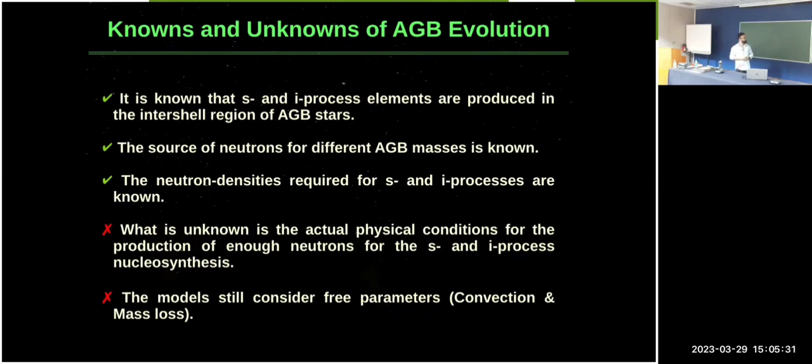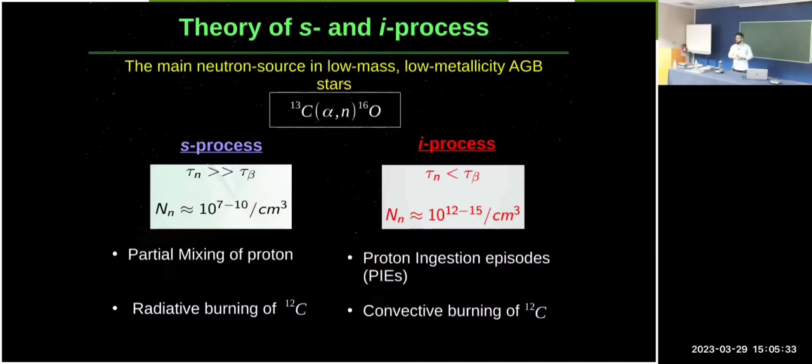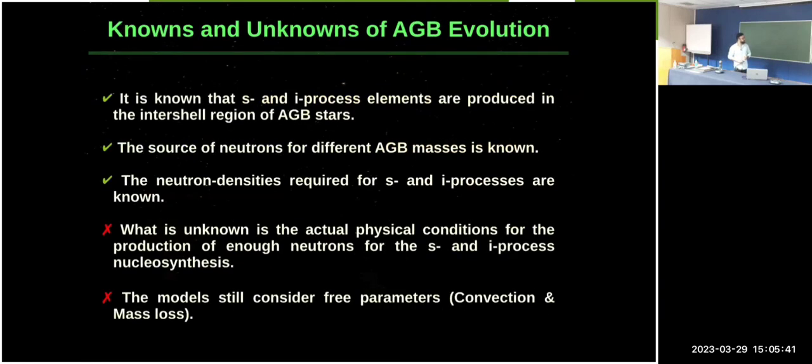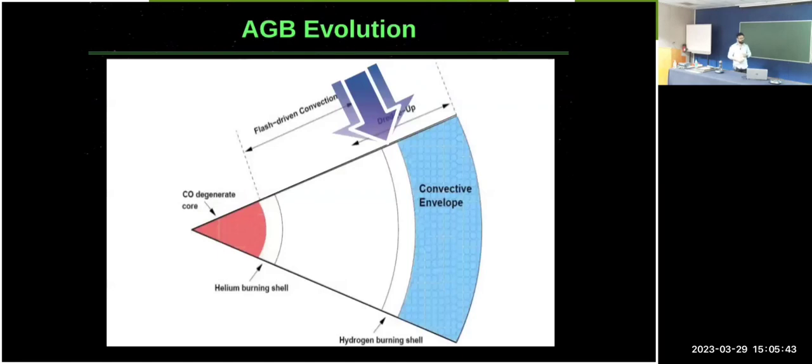What is the time scale of this process that we just spoke about? Between one helium shell burning and the next helium shell burning, it is 10 to the power 5 years for a 1.5 solar mass object. And the thermal pulse period is around 100 years.